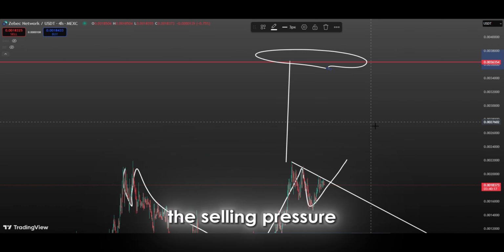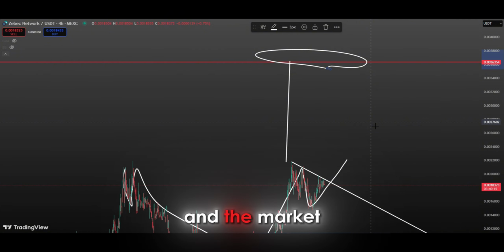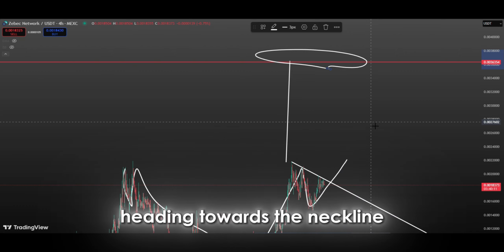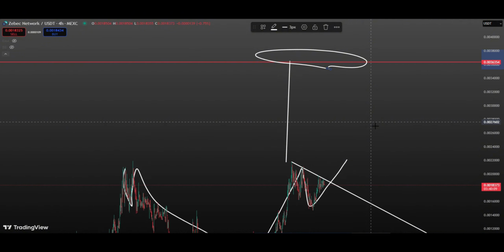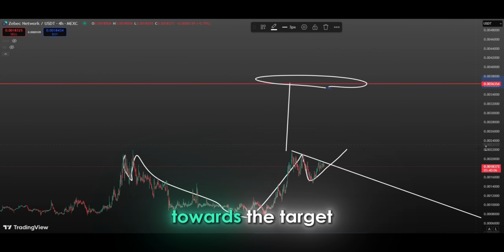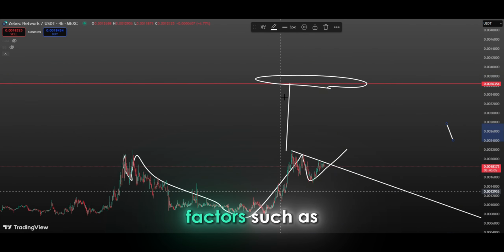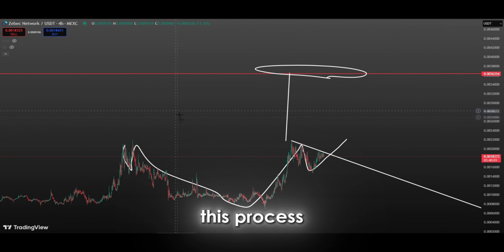It signals that the selling pressure is gradually diminishing, buyers are gaining strength, and the market is preparing for an upward turn. In this context, the formation of the last shoulder and the price heading towards the neckline can be seen as the last preparatory phase of this turn. After the breakout, the price can be expected to make a decisive rise towards the target zone. Of course, factors such as stop loss and risk management should be taken into account in this process, but the overall outlook is positive.